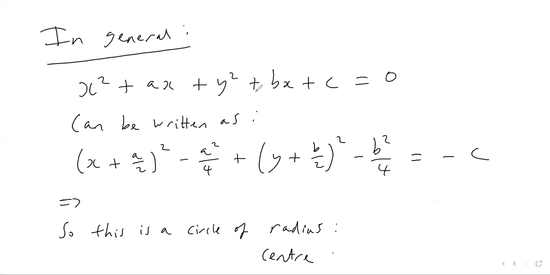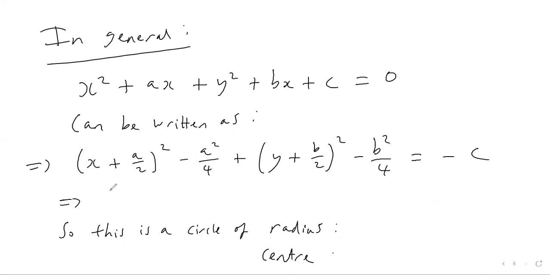So in general, let's generalize what we have. Let's say you've got a circle with this equation here. It can be written in this form, and that's because when we complete the square, half the coefficient, this a there, gives x plus half a all squared, take away this number squared, which is a squared over 4. Same process with the y's here. Take away the c from both sides, you get a -c there.